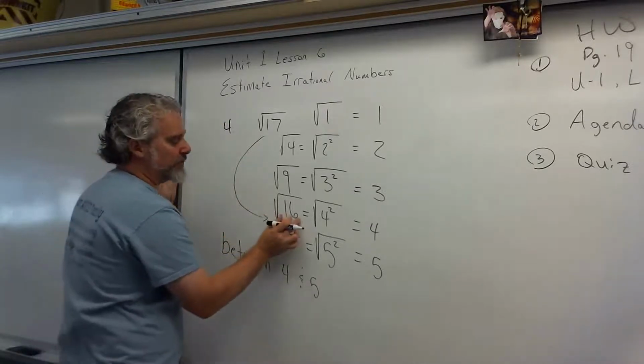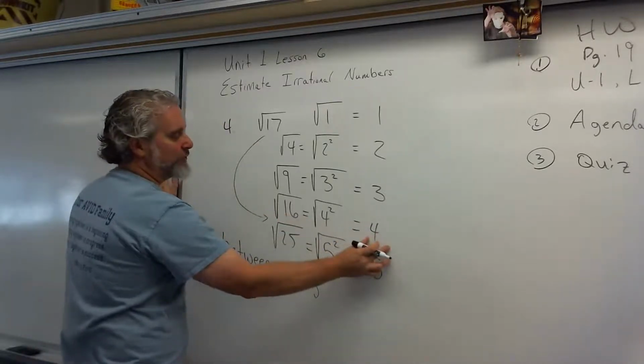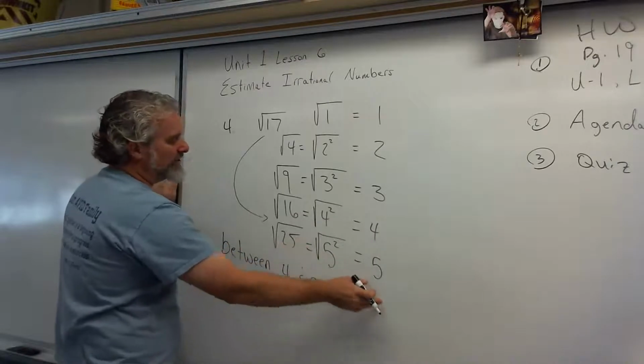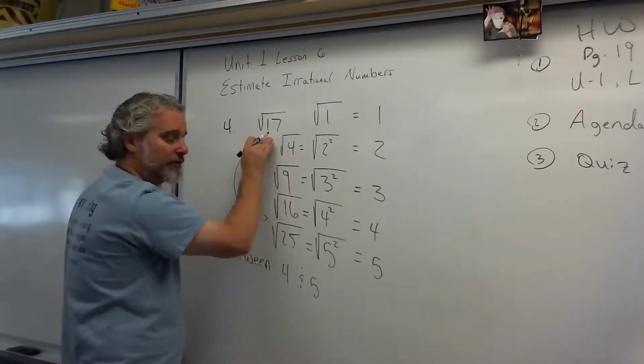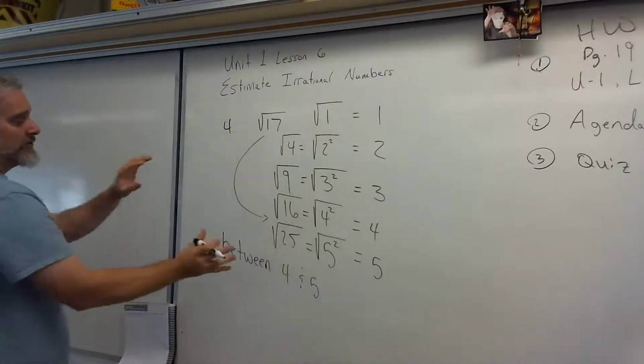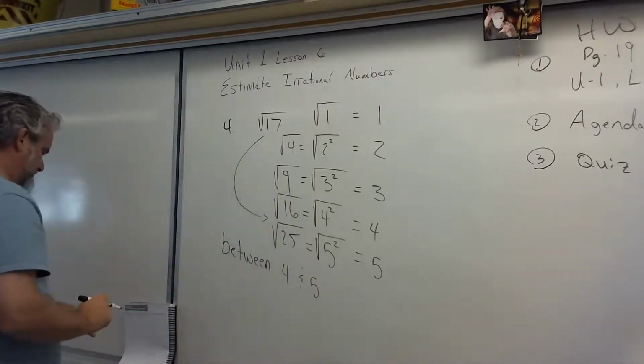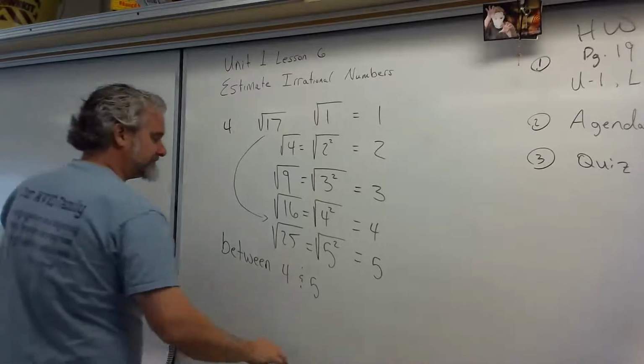Again, these are perfect squares. Square root of 16 is 4. Square root of 25 is 5. Square root of 17, there is none. So that's called an irrational square root. So this little chart's pretty handy. I'm going to leave it up there for problem number 5.